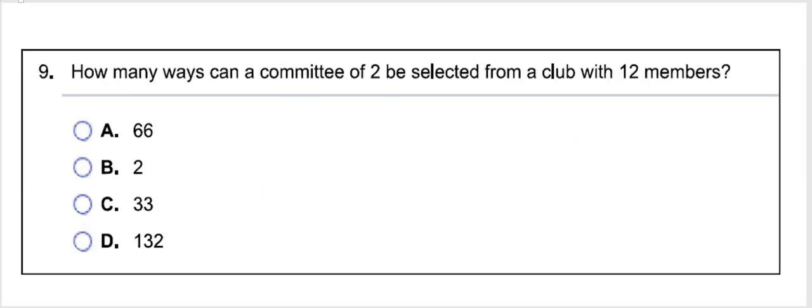Number 9, how many ways can a committee of 2 be selected from a club with 12 members? Okay, we've jumped over into the permutation combination section. Select 2 from a club with 12 members. It does not give any titles like president and vice president. So there's no order, it is not going to matter. So this is going to be a combination since order does not matter.